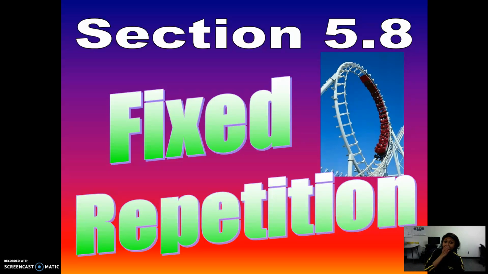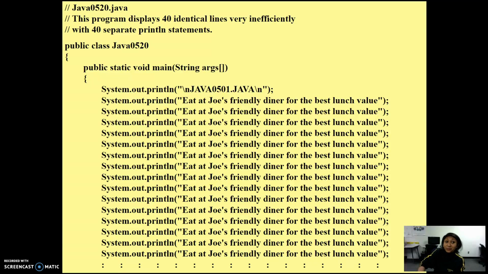All right, this is the concept that you guys will need for your lab 2. It's your fixed repetition. And what are we talking about when we talk about repetition? We are talking about, hey, what if I wanted to write a program where, this is a silly one, but it says, eat at Joe's Friendly Diner for the best lunch value. And I wanted to display this 40 times on my console.